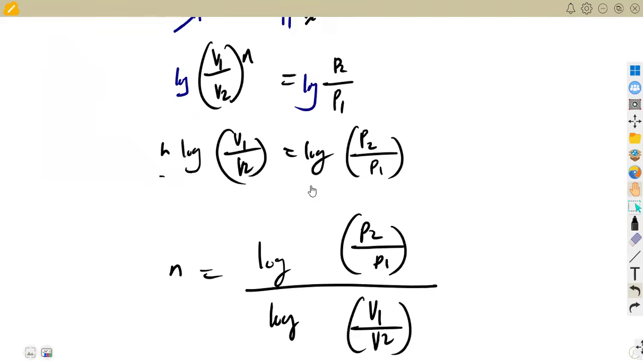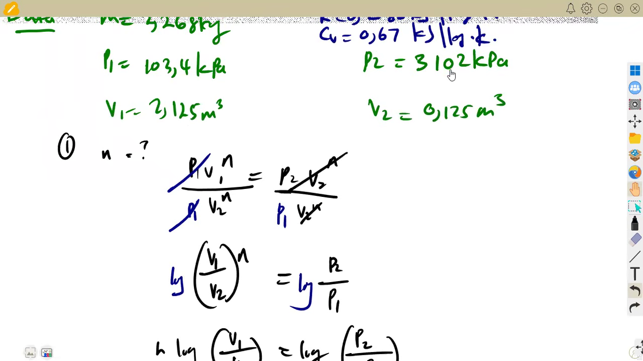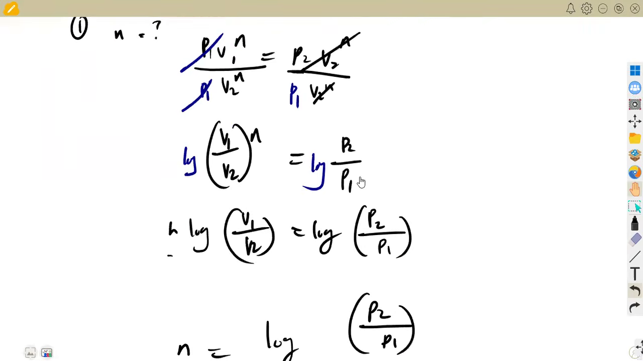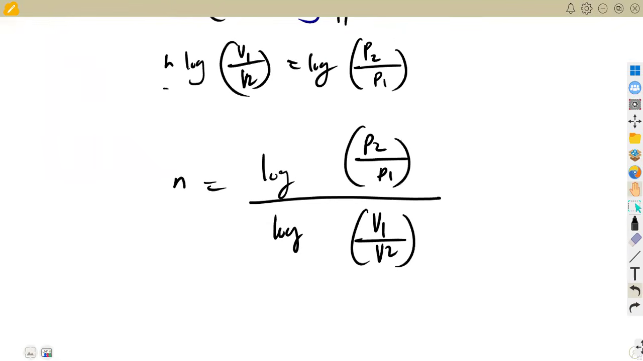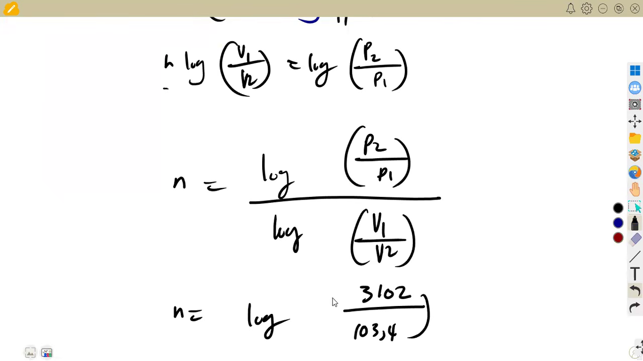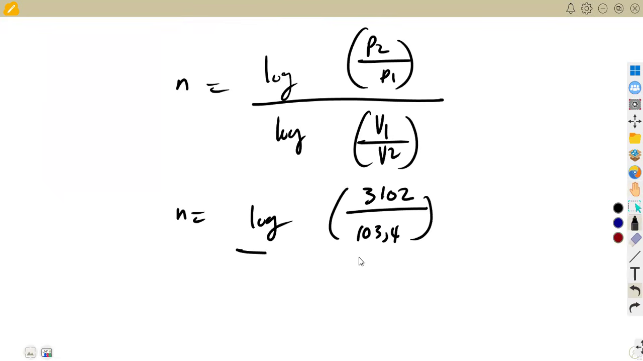So I can just substitute everything. P2 over P1, I'm just substituting there. Remember, P2 is 3,102. So N is going to be the logarithm of 3,102 for P2 over P1. Remember, it was 103.4, everything over the logarithm for the volume. So this will be the logarithm of V1 over V2.